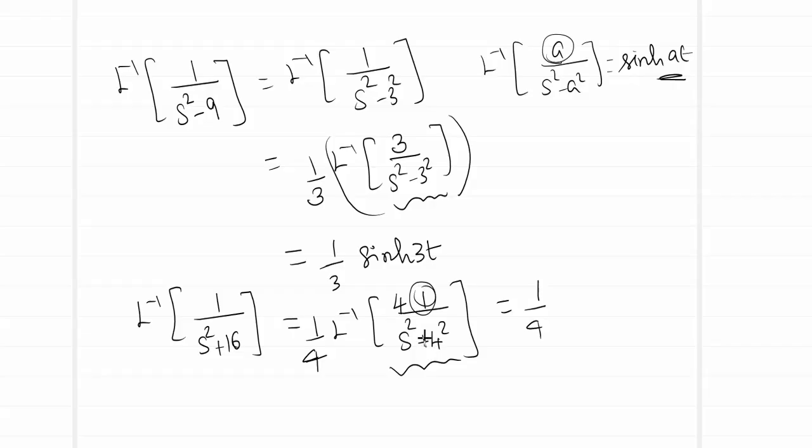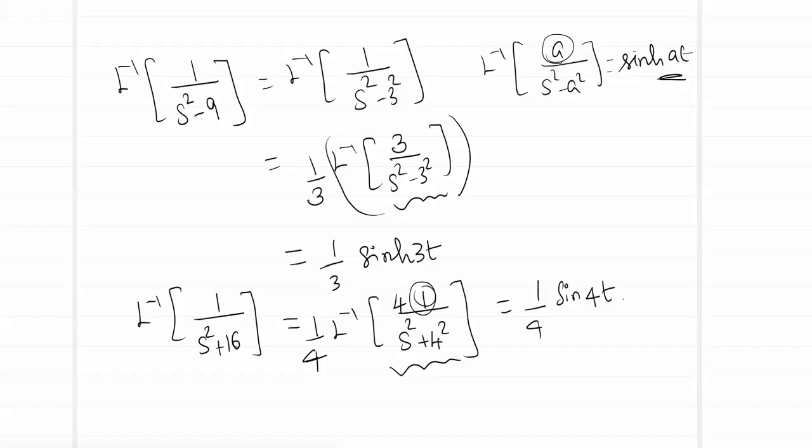Since it is going to be plus, what is the quantity? Is it sine or hyperbolic sine? Yes, it is going to be sine because constant means yes. And if it is plus, it is going to be sine. If it is minus, then it is hyperbolic sine. So you have this as sin 4t. Hence the answer for this component will be 1 by 4 sin 4t.